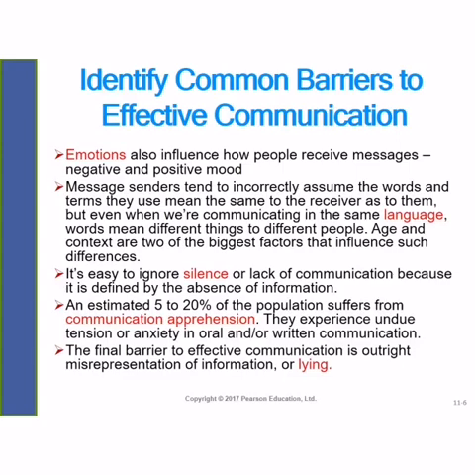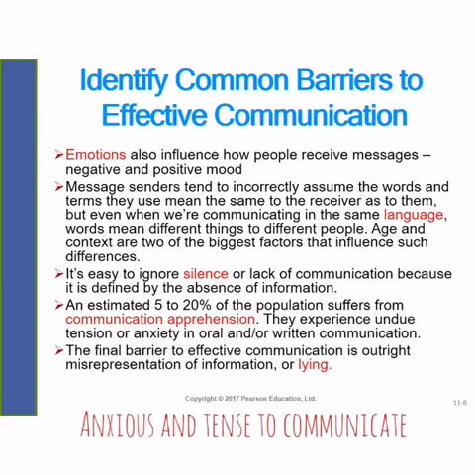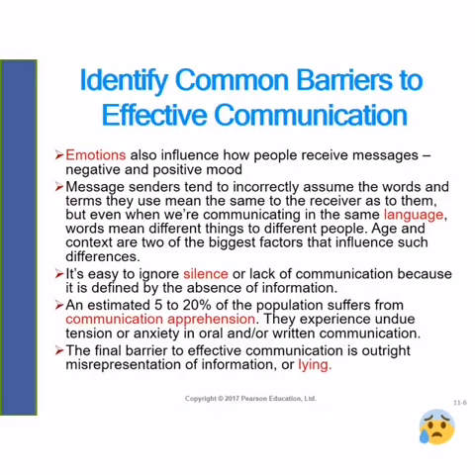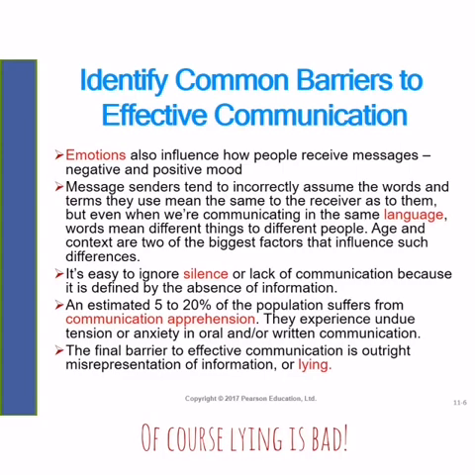And we also have the problem of communication apprehension, where some people will experience undue tension and anxiety in oral communication, written, or both. These kinds of people may find it extremely difficult to talk with others face-to-face or become extremely anxious when they have to use the phone. And the final barrier to effective communication is outright misrepresentation of information, or we can call it lying. Of course, everyone knows lying is bad, and the frequency of lying and the difficulty in detecting liars make this an especially strong barrier to effective communication.